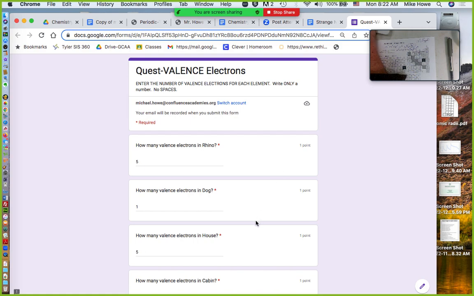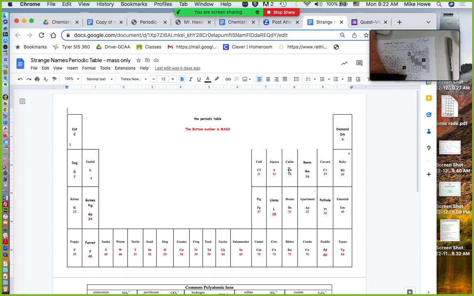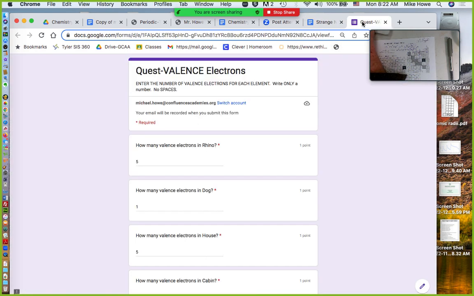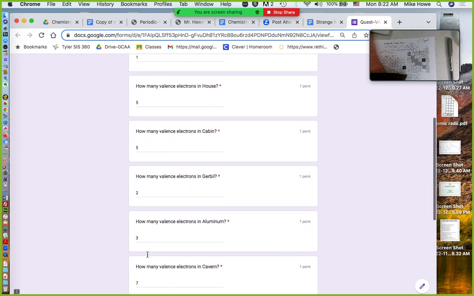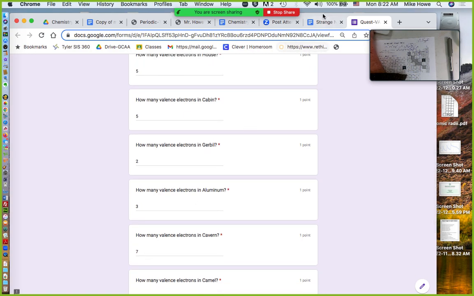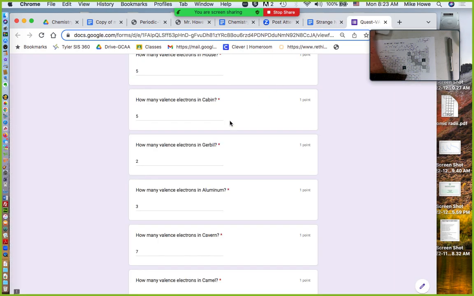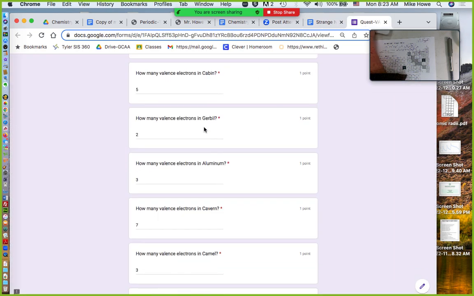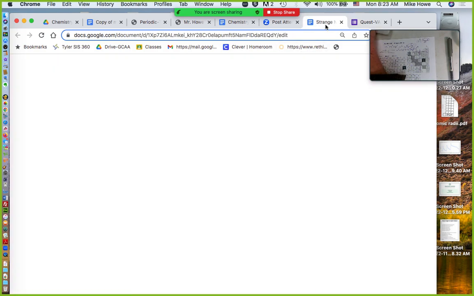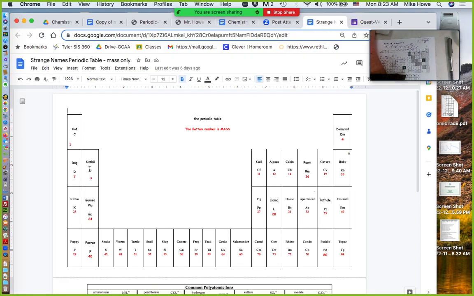How many valence electrons in house? So house, you've got to find. It is here. It's in the 1, 2, 3, 4, 5th column, so 5. That's why the answer is 5. In cabin, so you find cabin. Carbon's here. It's also in the fifth column, so it'd be 5. The next one was gerbil. So gerbil was sitting right here, second column, so 2 in the outer shell.